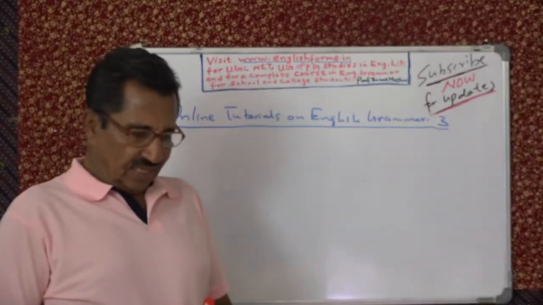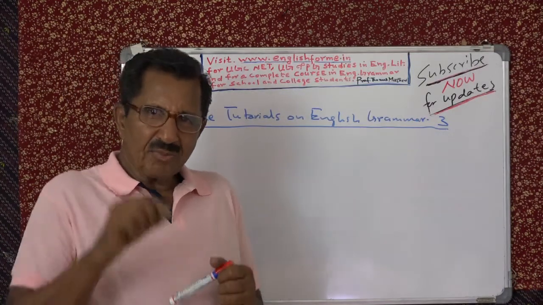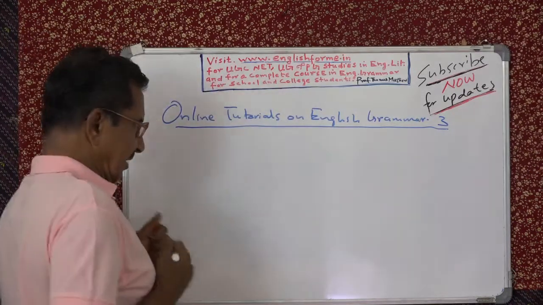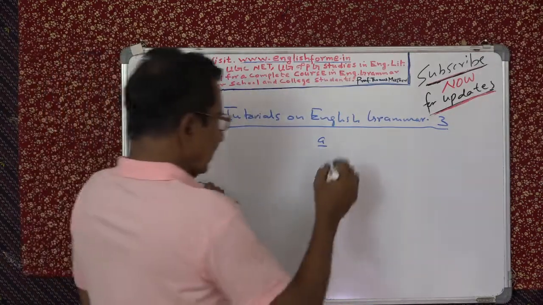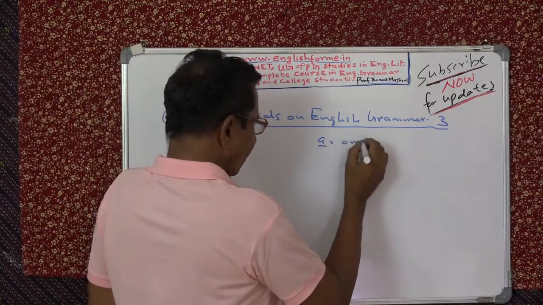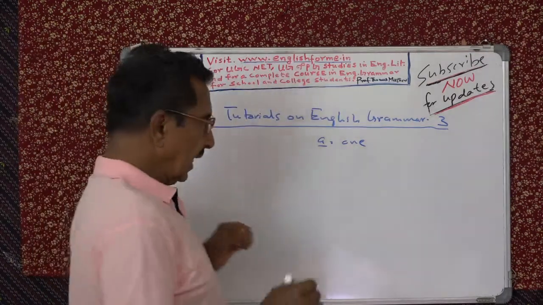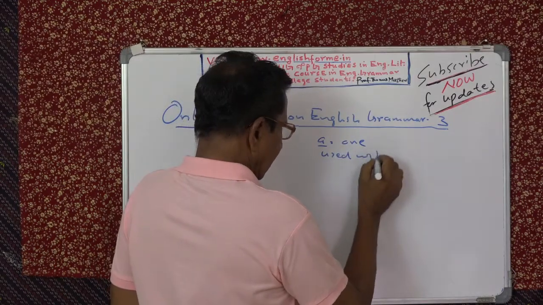We saw the other day, you remember, we are dealing with the smallest word in English, the one letter word, and that is a. We saw the meaning is one. It is used with count nouns.